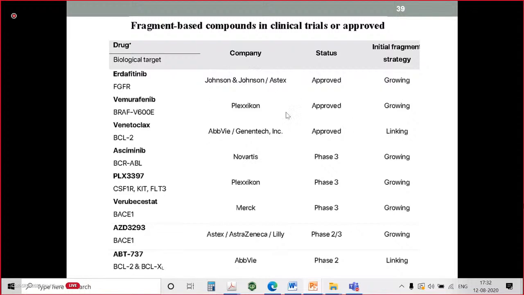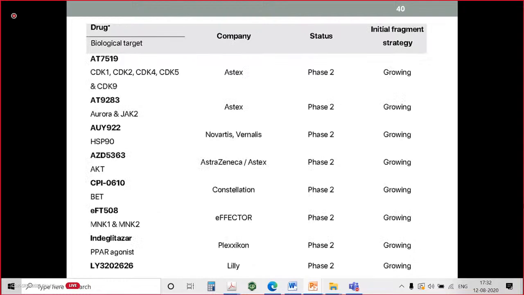All are designed as well as discovered with the help of the growing and linking approach. Different other examples are also there, where different pharmaceutical companies are working on the basis of the fragment-based drug design approach, and these are the different molecules currently under clinical trials. There are a lot of molecules under clinical trial, phase 2 and phase 3.